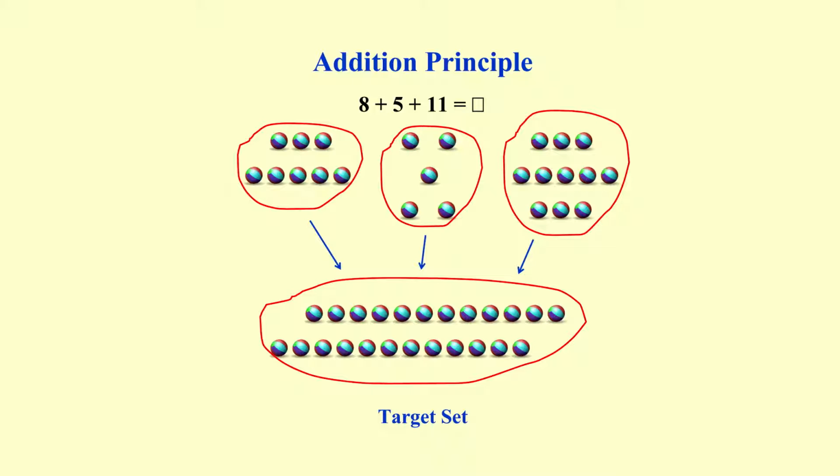Now, gradually, we want them to be able to count the size of the target set without forming the target set. So they'll look at the three groups and figure out, is there a way that I can count the beach balls or the colored balls just in the three groups without forming the target set? And we want them to get to that point. And they'll be able to do that.